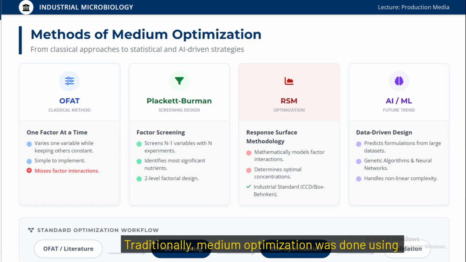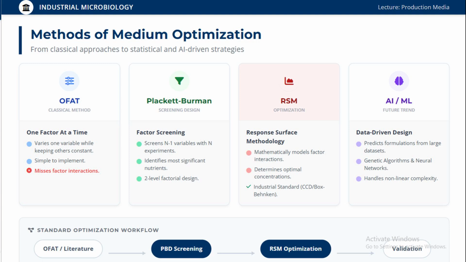Traditionally, medium optimization was done using the one factor at a time method, where one variable is changed while others are kept constant. Although simple, this method is slow and fails to detect interactions among variables. Modern industrial microbiology increasingly uses statistical approaches such as design of experiments, factorial design, response surface methodology, Plackett-Burman design, Box-Behnken design, and central composite design.